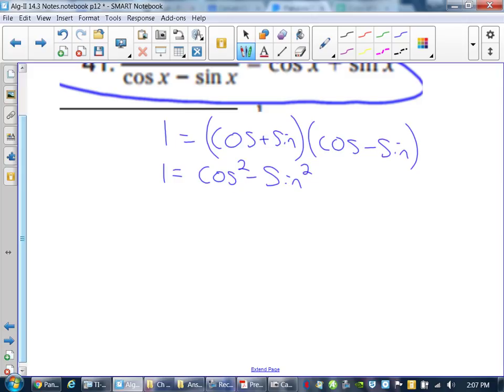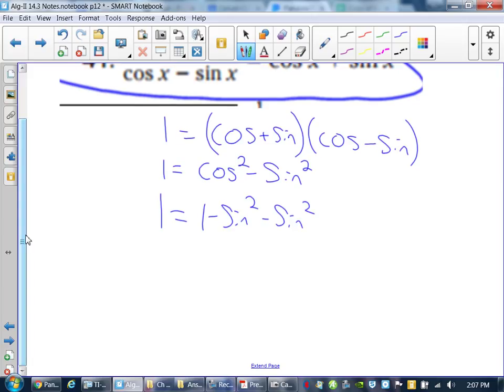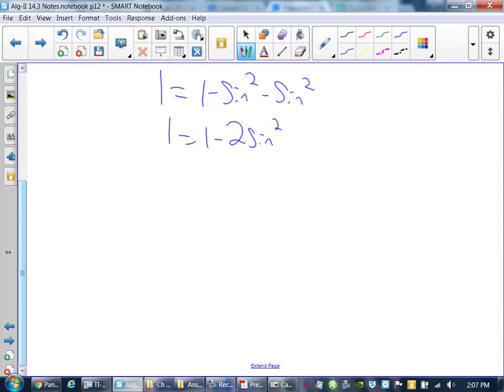It's 1 minus sine squared. Okay? So this gets 1 is 1 minus sine squared minus the sine squared. How many sine squareds do I have now on the right-hand side? 2, so it'll be a negative 2. So I have 1 equals 1 minus 2 sine squared. So far, so good? Okay.